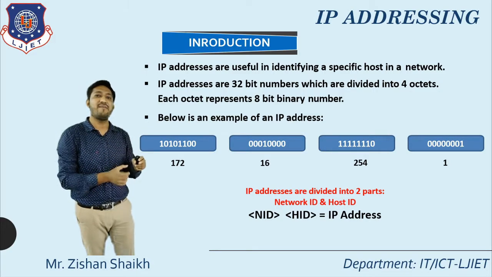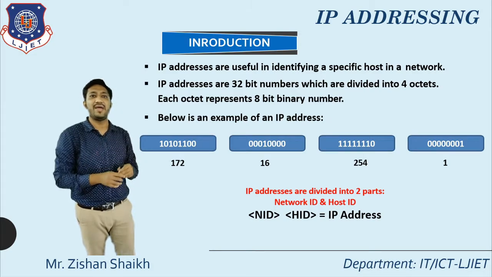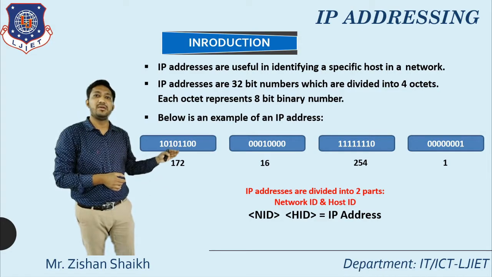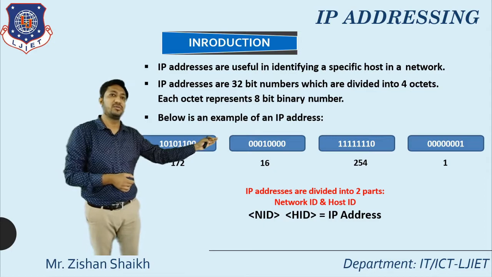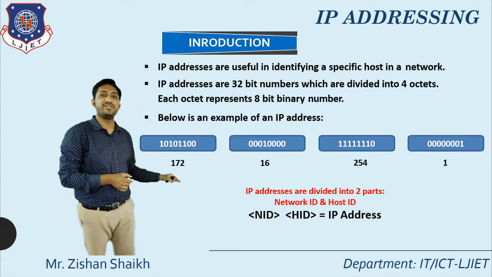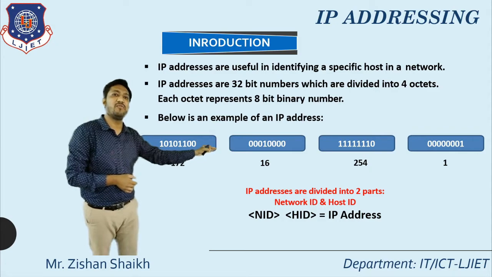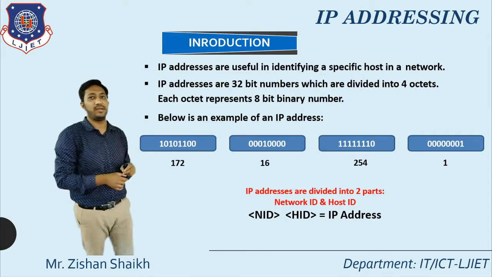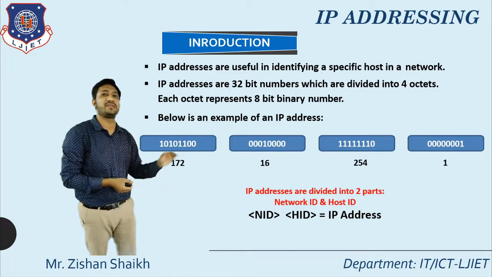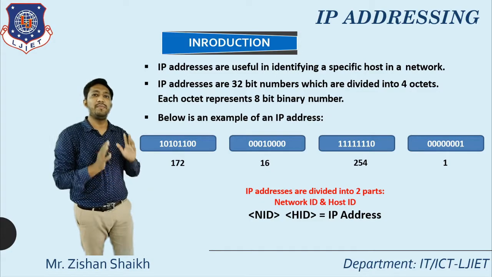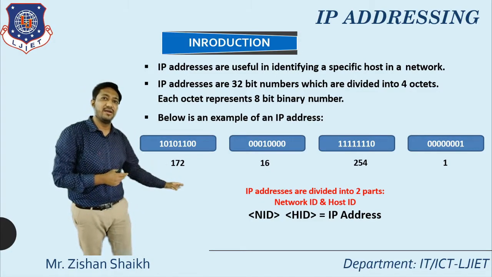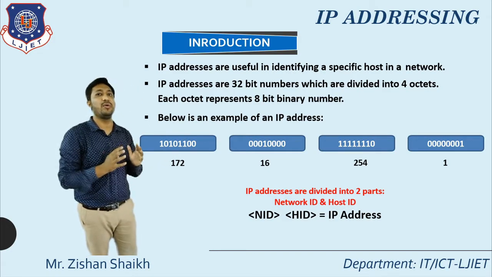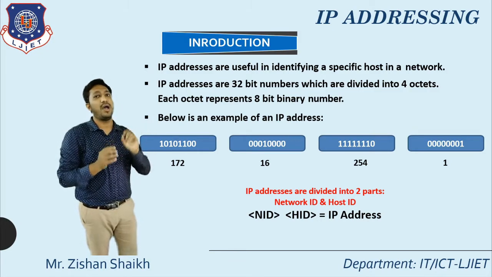An IP address is a 32-bit number that is divided into 4 octets. For example, 172.168.254.1. This is the decimal representation of my IP address. In the same way, we can represent this number in binary. These octets are divided into basically two parts: network ID and host ID. The combination of both network ID and host ID generates an IP address.